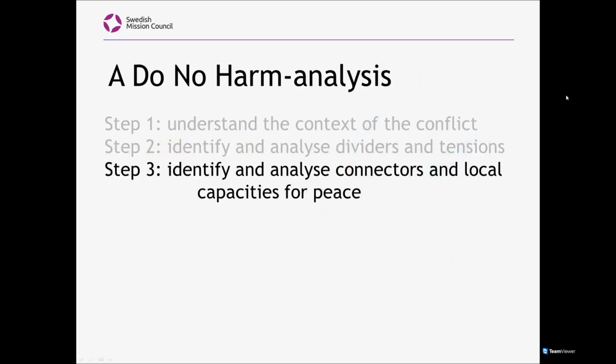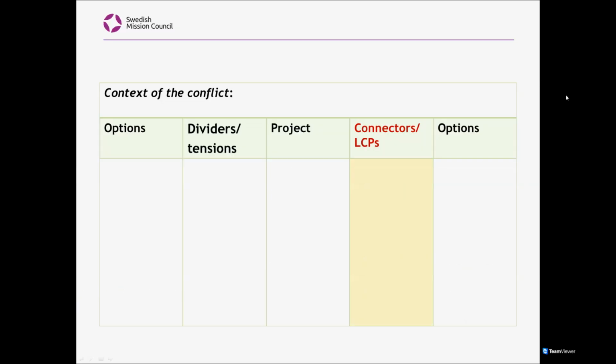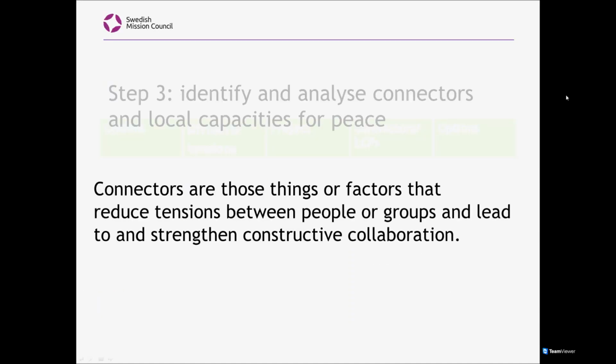The third step is to identify and analyze connectors and local capacities for peace. Individuals or groups, although divided by conflict, can be connected across subgroup lines. Connectors are those things or factors that reduce tensions between people or groups and lead to and strengthen constructive collaboration. They can also be described as local capacities for peace.